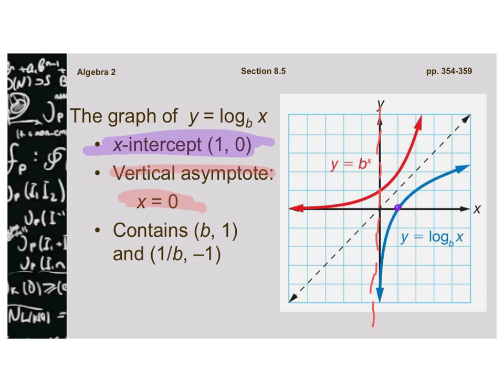All right, you will always have b, 1. Okay, notice b is the base. So this one they've sketched is 2, because I have 2, 1. And 1 over b, negative 1. So this would be basically 1/2 over here. So these are the common points you'll have. And we'll talk about exactly picking points.